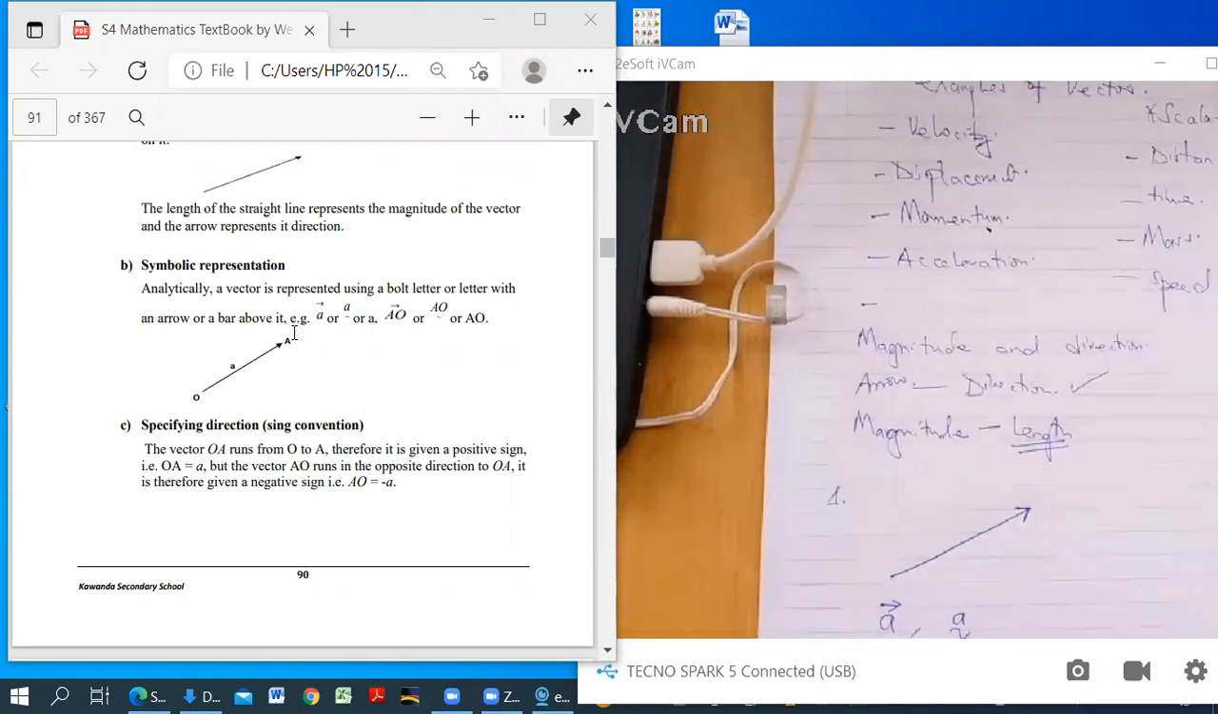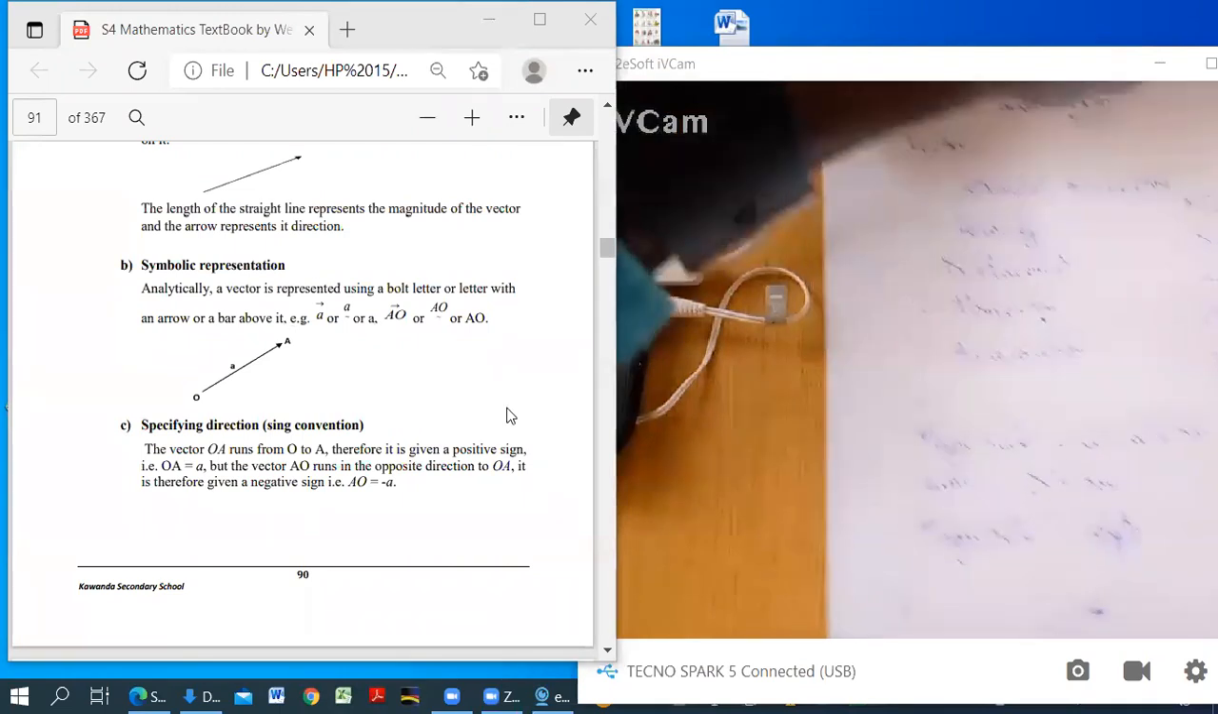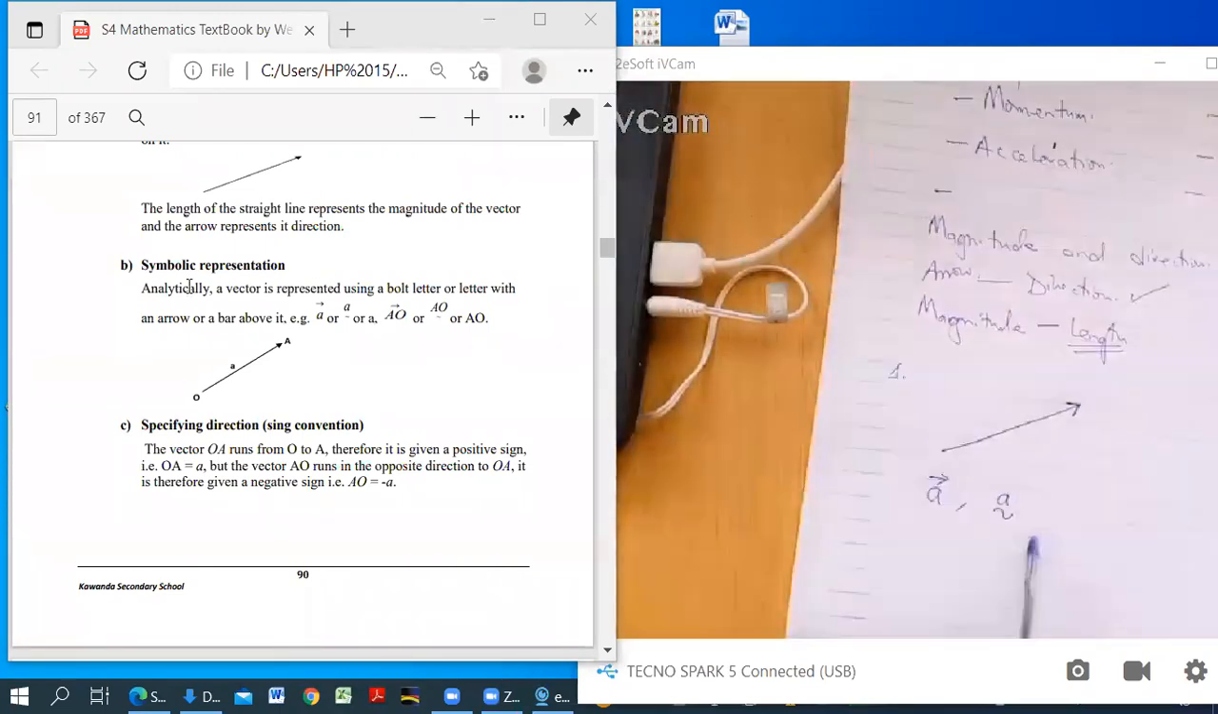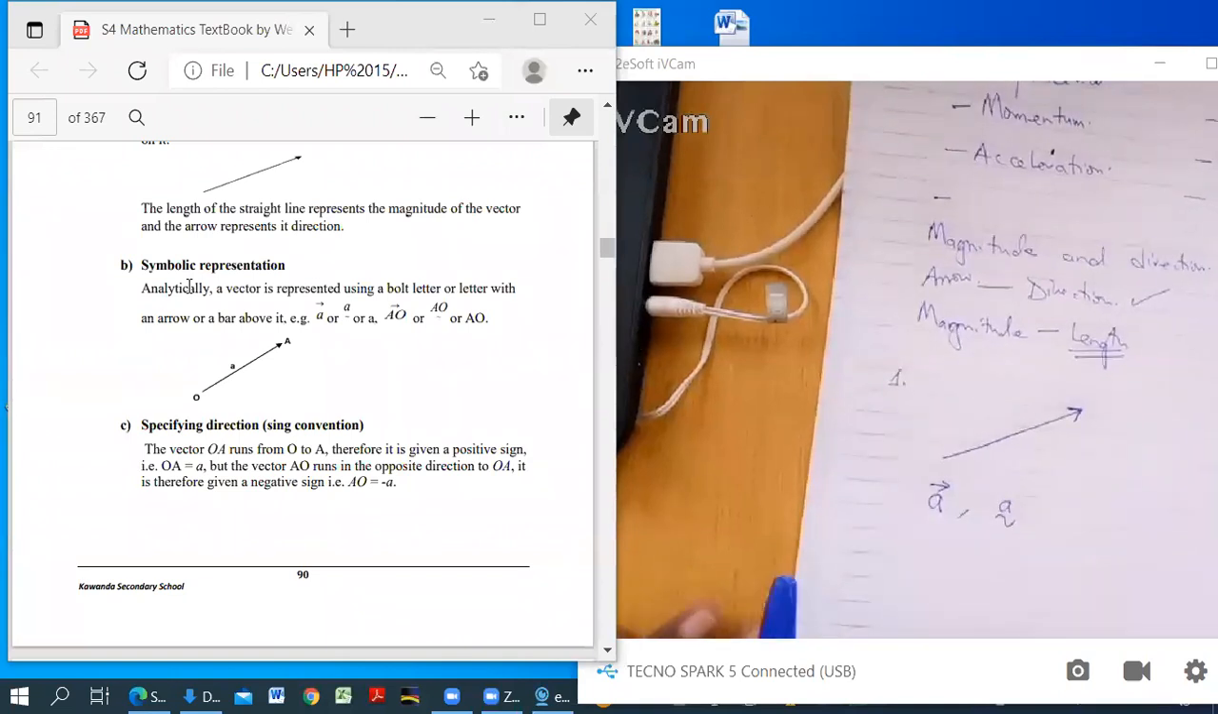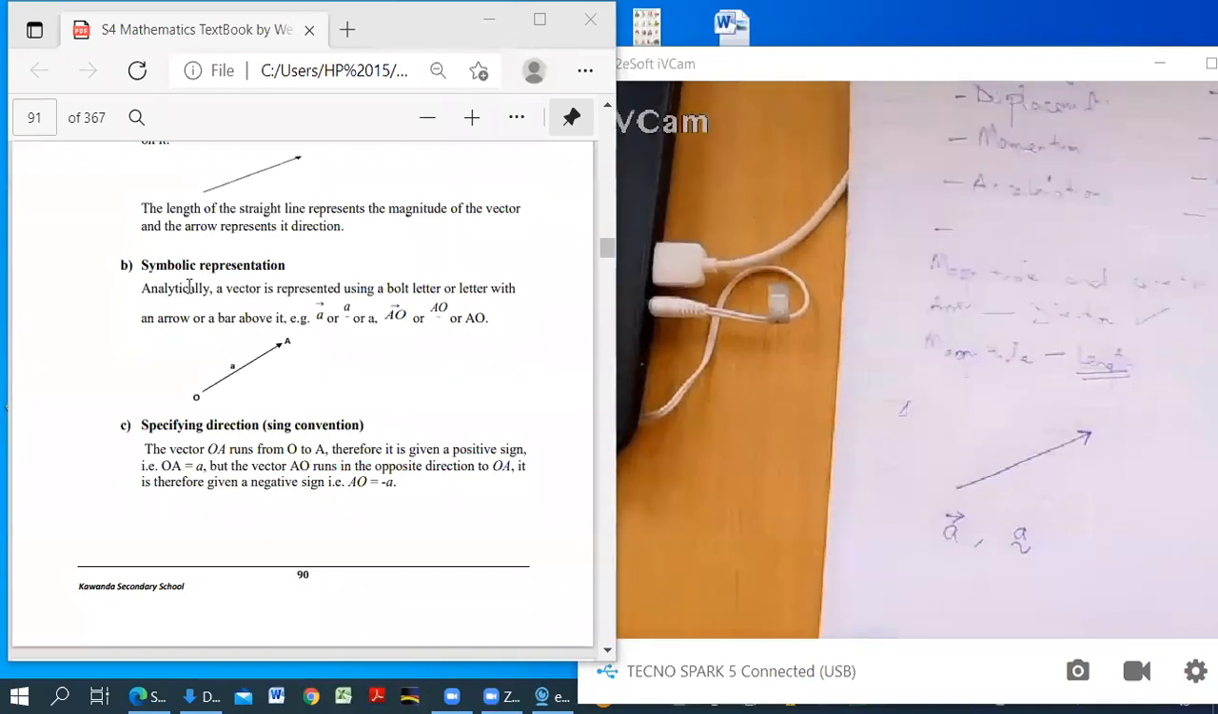Are we together, members? Yes. This symbol is called? It's called what? Nabla. Nabla. Then this one is it? Vector A. Vector A. Okay? Yes. So if you are using small letters, these are the symbols we use.